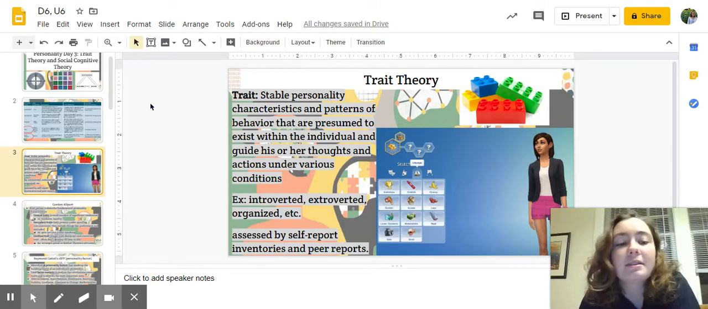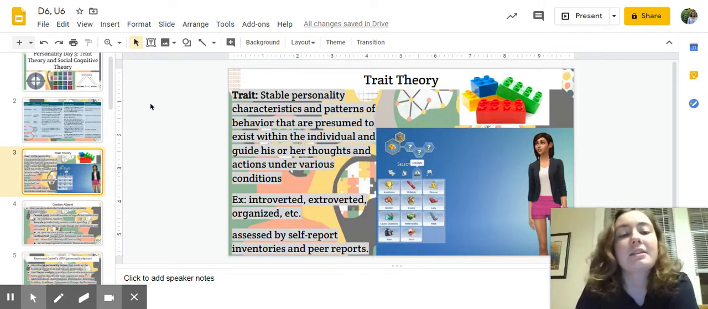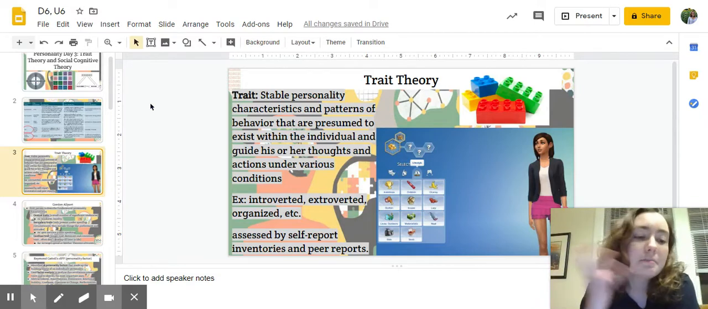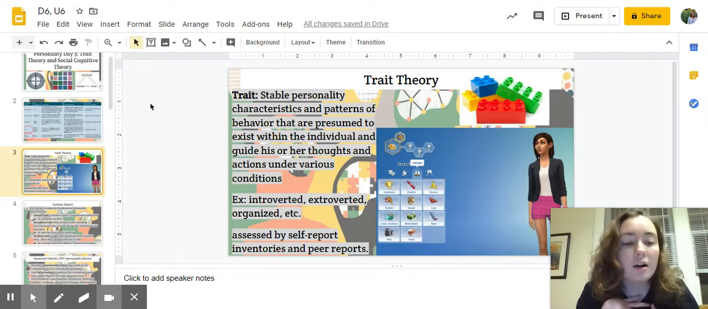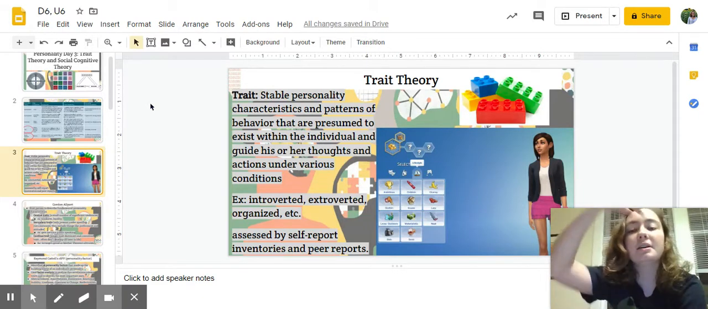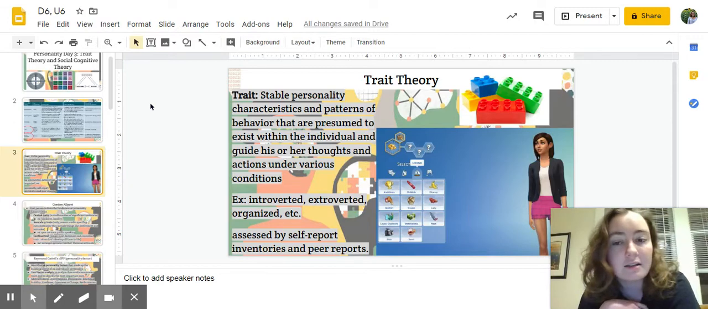So again, this is the one that kind of makes the most sense for us probably when it comes to our personality. So a trait, I think of a trait as just a building block of our personality. So a trait is something like being introverted, extroverted, organized, messy, nice, mean, warm, cold, aloof, whatever. So think of those singular different traits build up to make our personality.